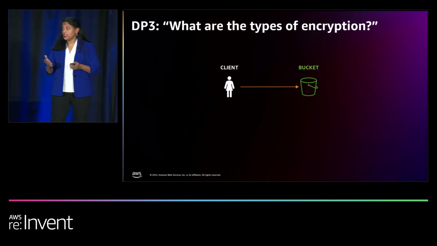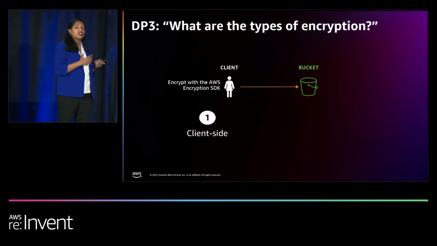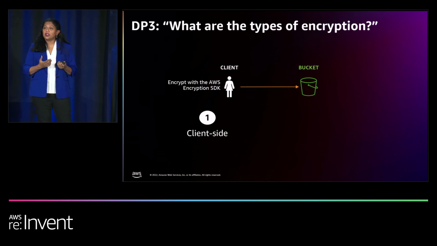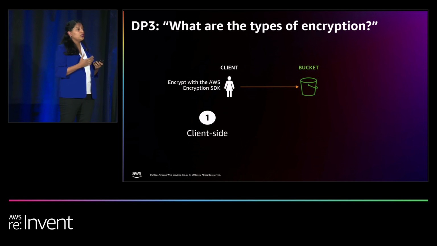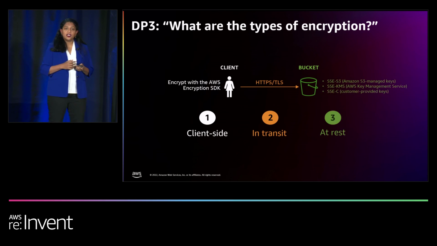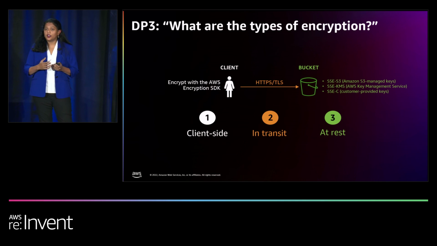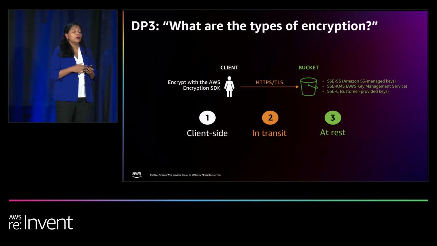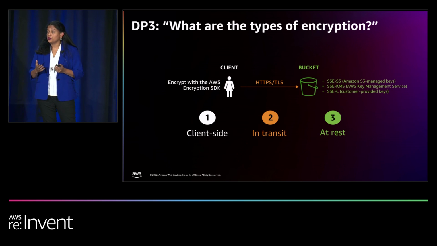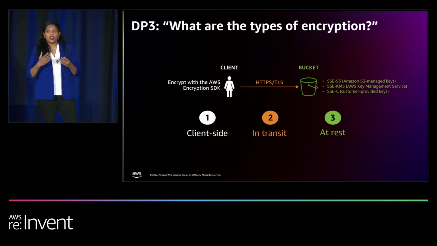Encryption can be done at different stages. You can either encrypt the object on the client side before you send your data to S3. You can use the AWS encryption SDK, or you can use any application of your choice. Then, your data is encrypted in transit. And lastly, you can opt in to encrypt your data when at rest in S3. There are 3 modes of encryption that we offer. The first is SSE-S3, which is the most common mode of encryption that our customers use because it's hands-off, and you also get the encryption at rest you need for free.